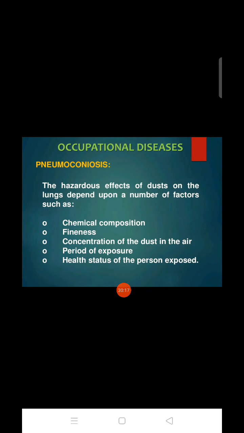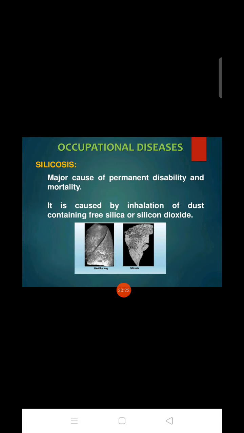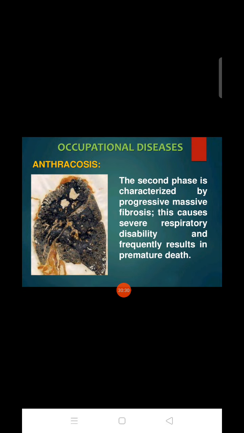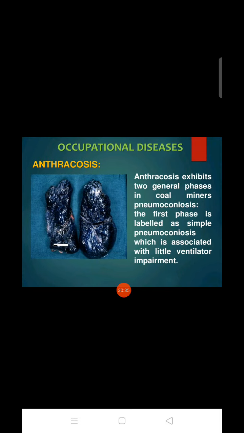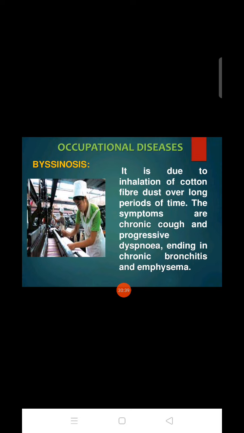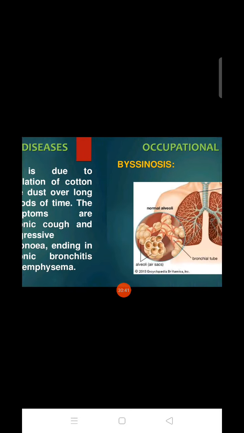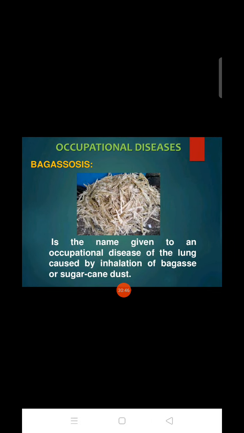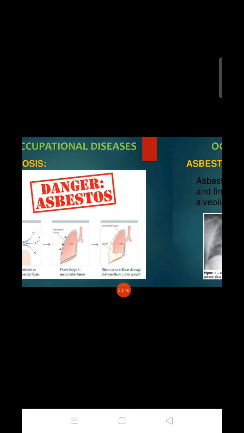Pneumoconiosis is the effect of inhalation of dust. Then silicosis is caused by inhalation of dust containing free silica and silicon dioxide. Next, anthracosis happens because of coal dust in coal miners, those working in coal factories. Byssinosis is the inhalation of cotton fiber. Bagassosis is from sugarcane dust.